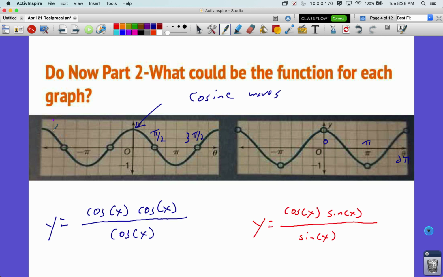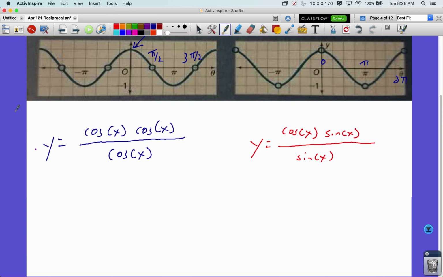Okay, so how do we say that we have a hole every pi over 2, 3 pi over 2, and so on? How do we show that that list goes on forever? So it's pi over 2, 3 pi over 2, 5 pi over 2, 7 pi over 2, dot, dot, dot, on and on. How do I represent this algebraically?